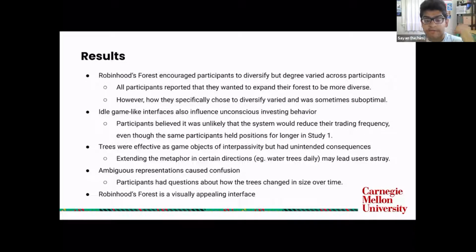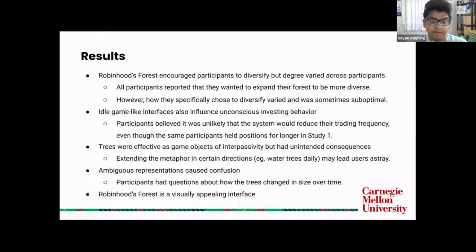All 5 participants reported that they wanted to expand their portfolio to have a diverse selection of trees corresponding to a diversified portfolio. Unfortunately, they sometimes did it in suboptimal ways by buying stocks of very similar companies that they already had to get more of the same kinds of trees. Now, this kind of increases diversification in a portfolio, but it is suboptimal because the portfolio is still pretty concentrated in the same securities.